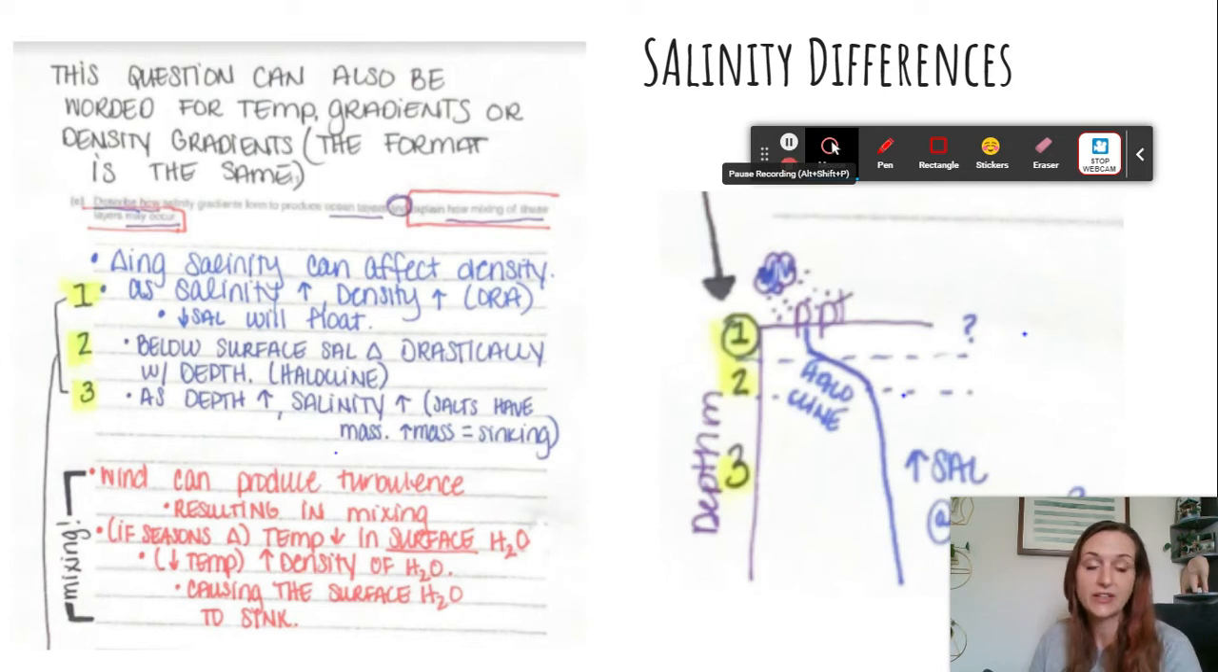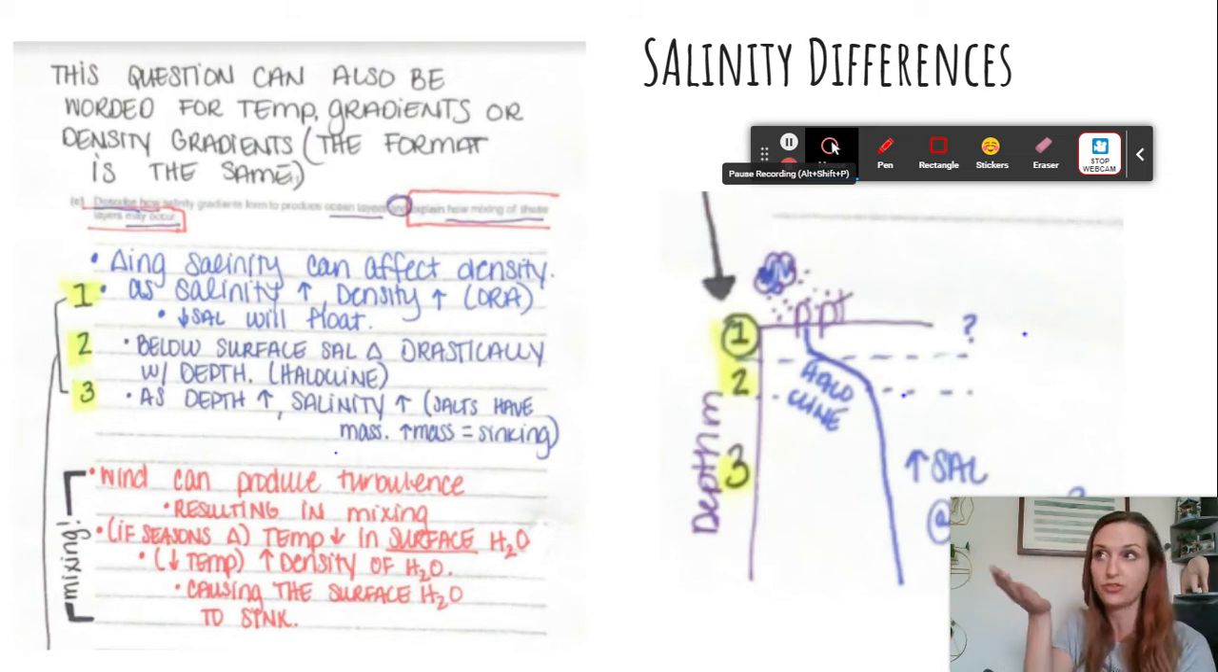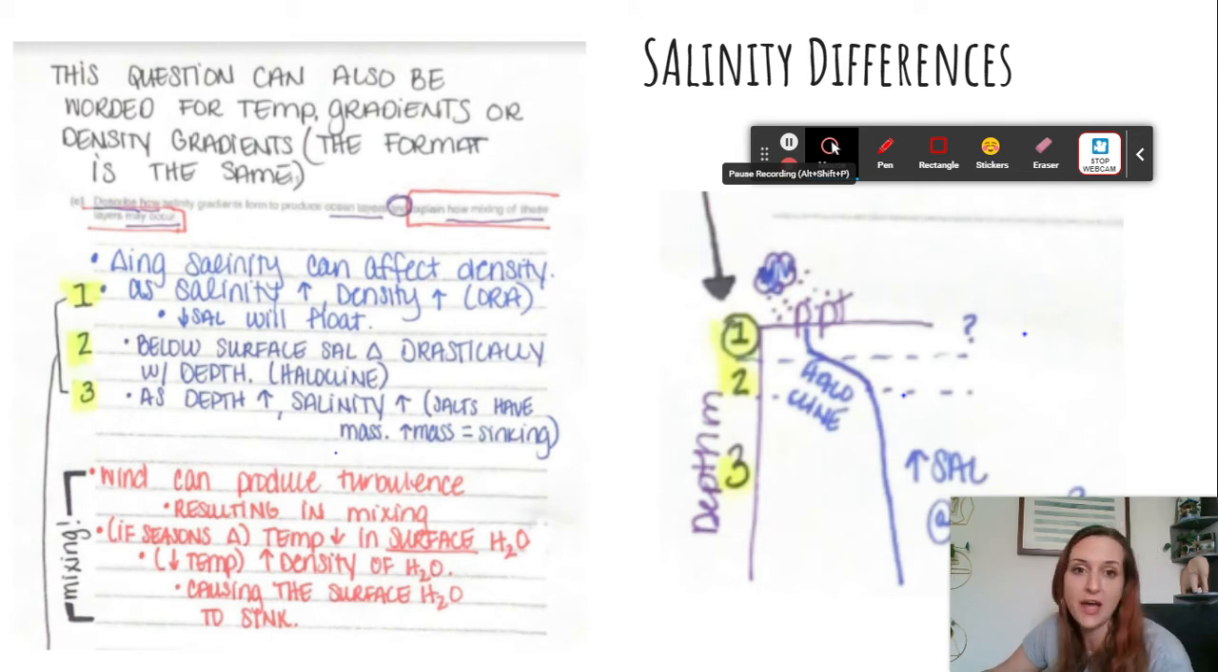Okay, so for salinity, it doesn't say explain why, it says describe. So the describe command word means just what do you see? If it was explain, that would be the why. So at the top, the surface, salinity is typically low. And if you change salinity, that can affect density. Now that first mark, changing salinity can affect density, does not have to be the very first thing you say, but it is a part of the mark scheme. As long as it's mentioned, you can get a mark for that.